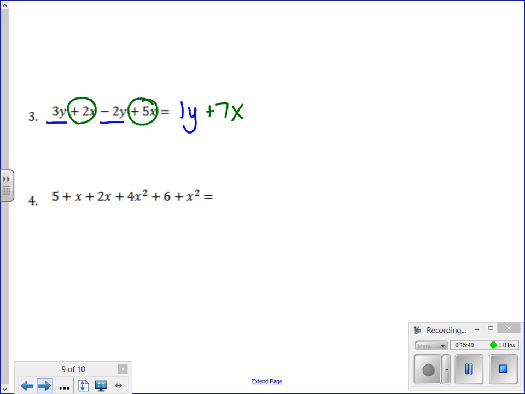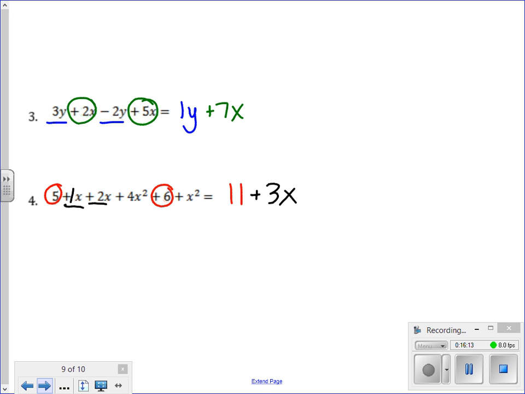Number 4 has a lot of terms spread out, but when I simplify it, it'll look much nicer. Let's start with the 5 here. 5 and 6 look like they're like terms. Those add up to be 11. Then I go to the next term that I have. I have an x here, and I'm going to try to find all the other terms with just an x. It looks like it's just 2 there. So I have a 1x plus 2x is 3x.